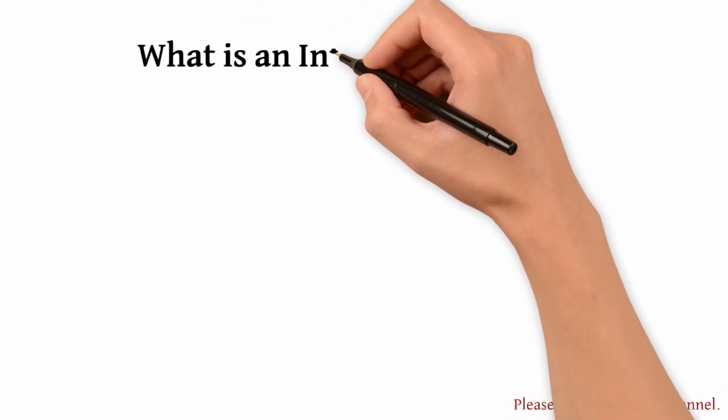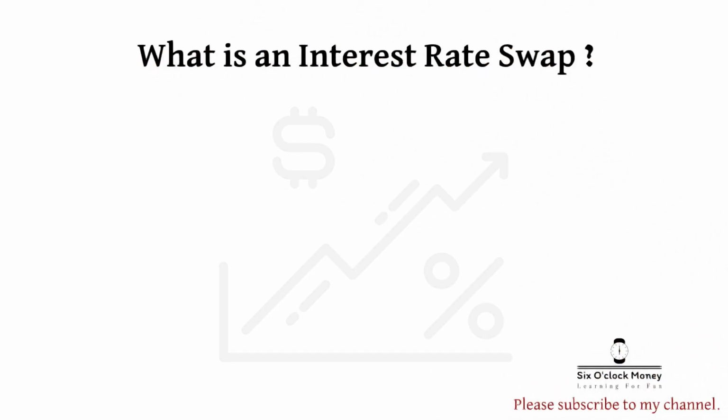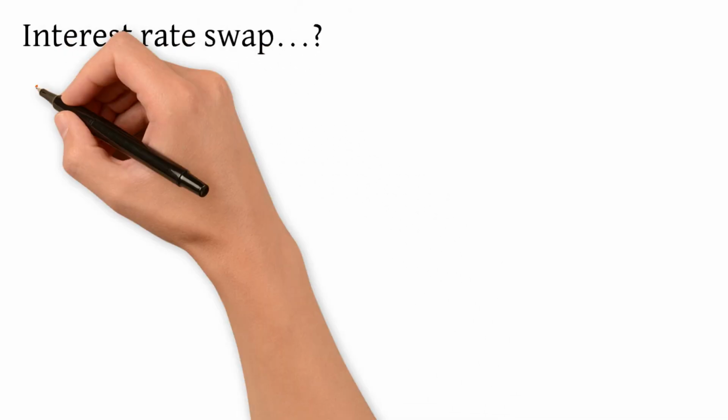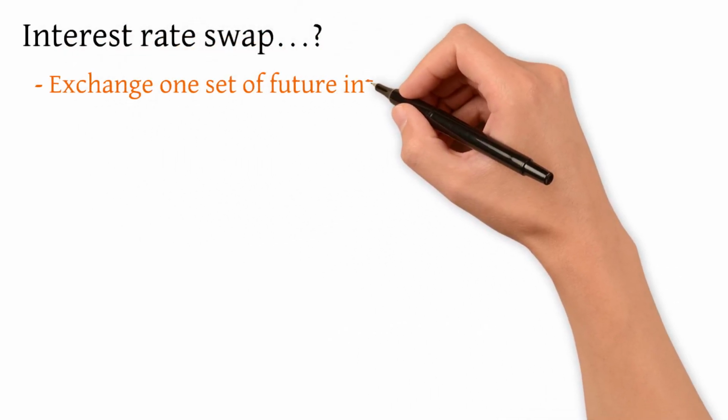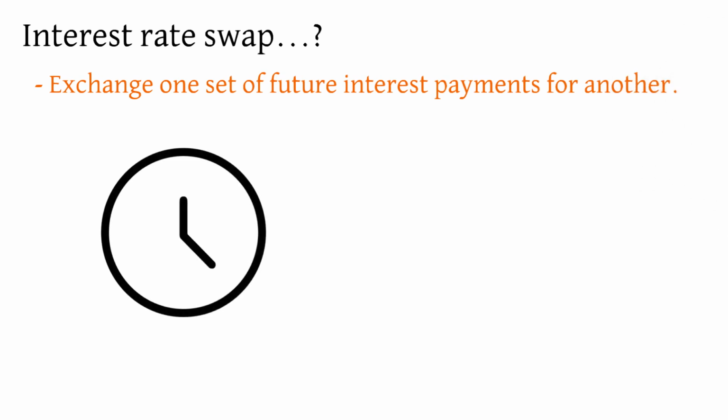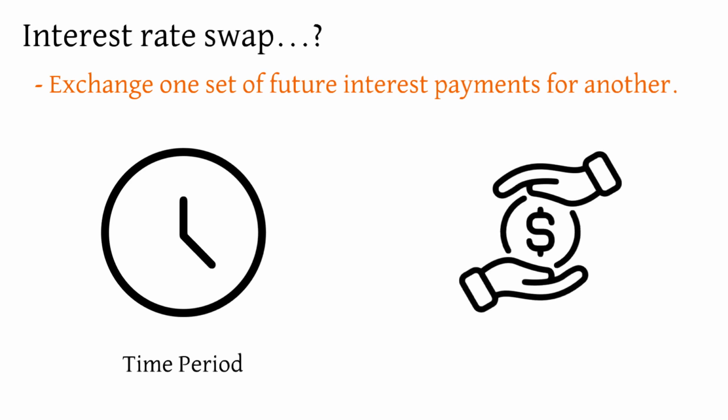So what is an interest rate swap? An interest rate swap is an agreement to exchange one set of future interest payments for another. This typically happens over a certain time period and is based on a certain notional principal amount.